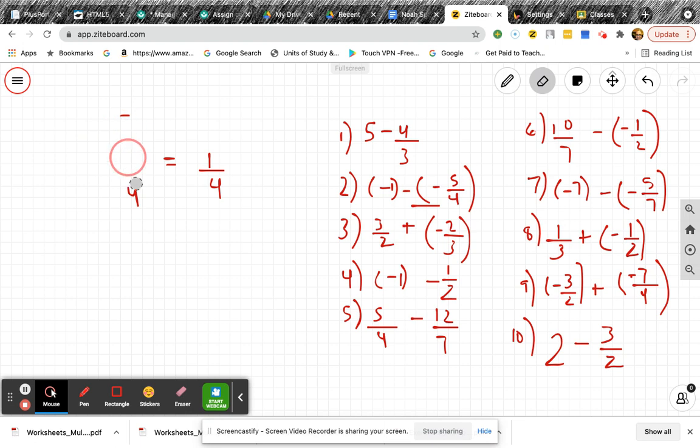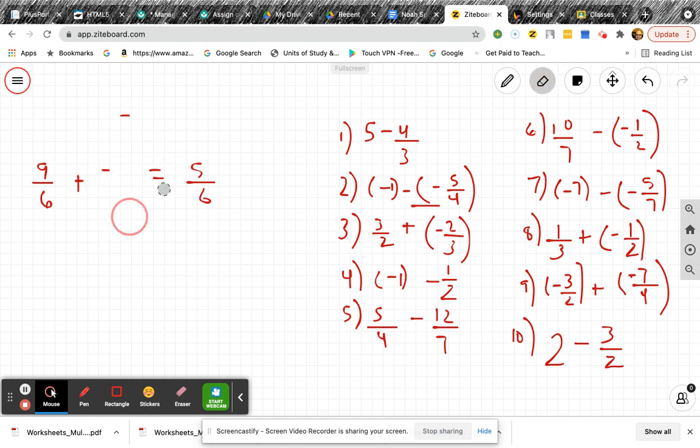Number 3, if we have 3 halves and -2 thirds, 3 halves becomes 9/6. -2 thirds becomes -4/6. 9 plus a -4 is 5. So that is 5/6 is the correct answer.